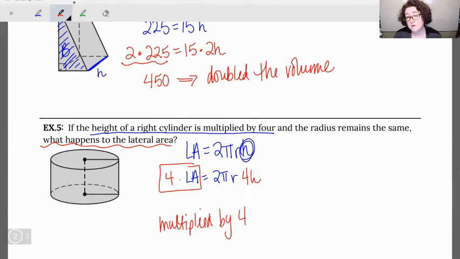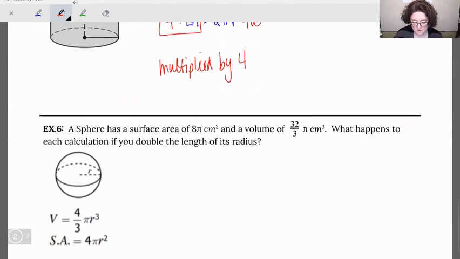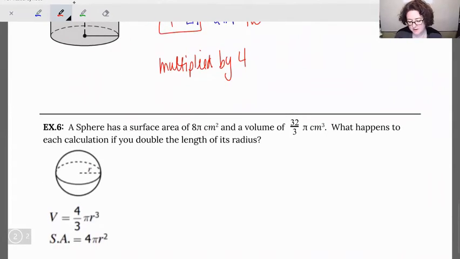Again, write the info out that you know. Write it out into the equation that you can look up for that shape and then see where you get. So last example, example 6. A sphere has a surface area of 8 pi centimeters squared and a volume of 32/3 pi centimeters cubed. What happens to each calculation if we double the length of the radius?